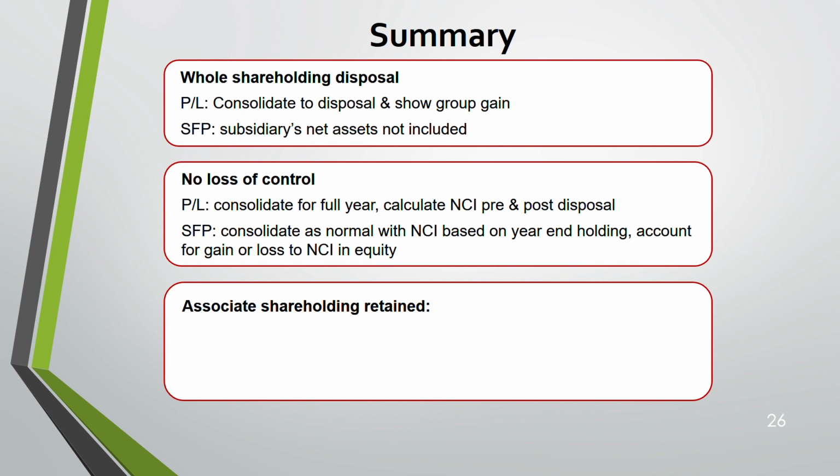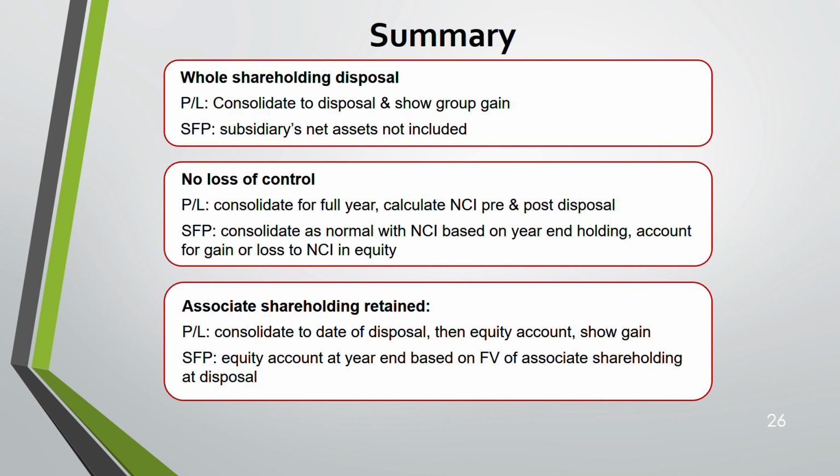Then associate shareholding retained. Let's say whatever is retained is an associate. So in your profit and loss, till disposal you consolidate, then equity account and show gain. Equity account because it's an associate. In your statement of financial position, equity account at the year end based on the fair value of the associate shareholding and disposal. Everything is at the year end when it comes to SFP.